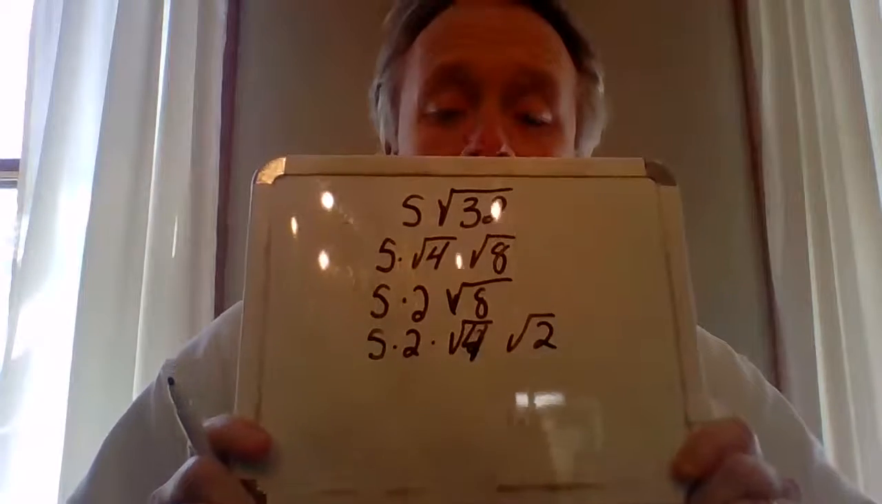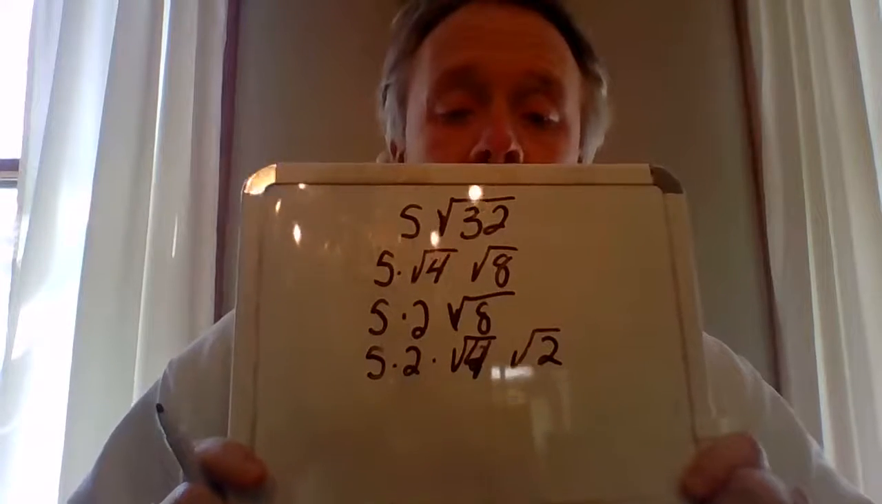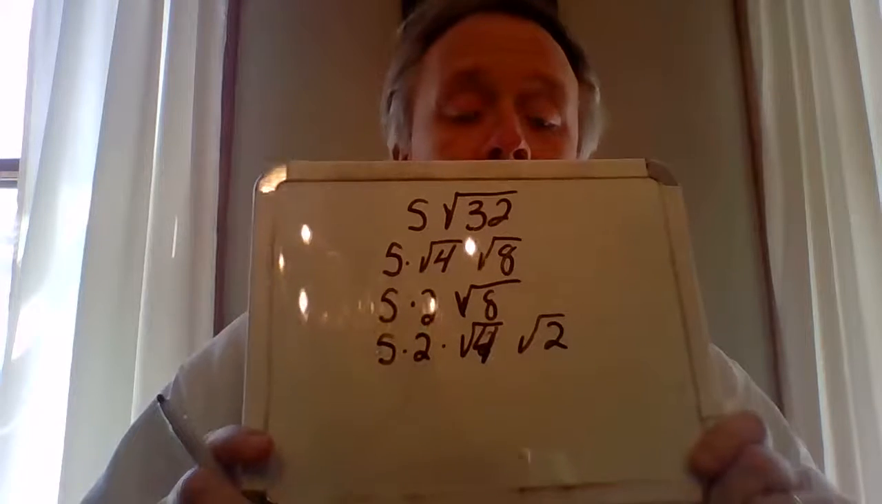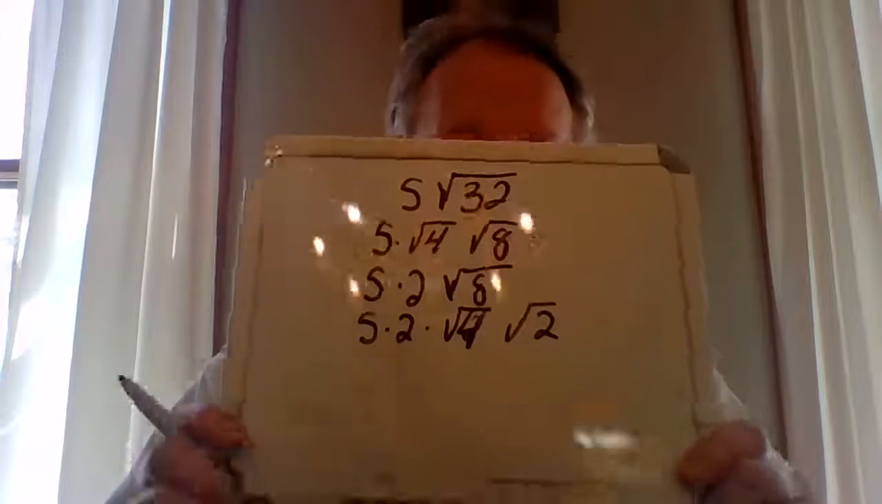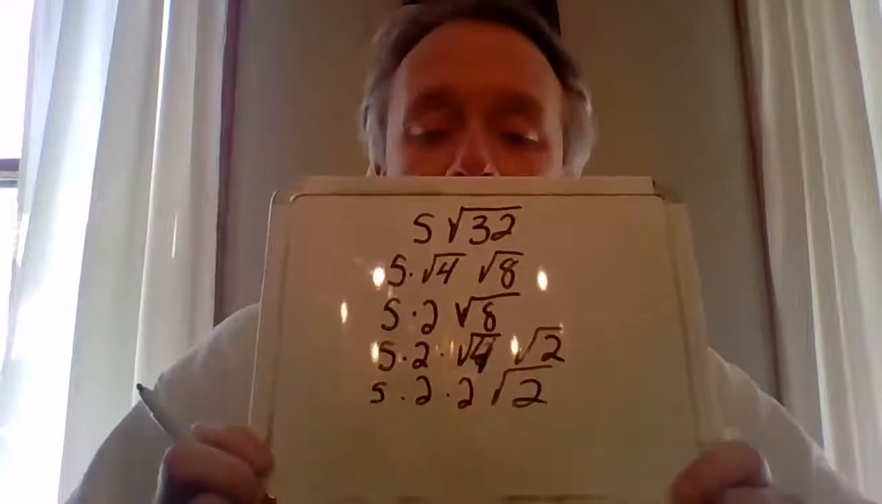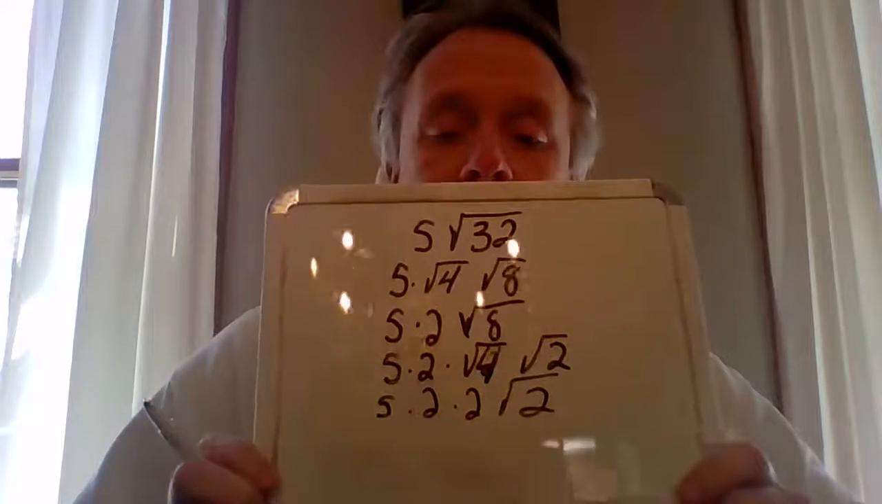Now, is there a perfect square that goes into 4? Yes, the square root of 4 is 2. So here we go. So now it's 5 times 2 times 2, radical 2. 5 times 2 is 10, times 2 is 20. My final answer is 20 radical 2.